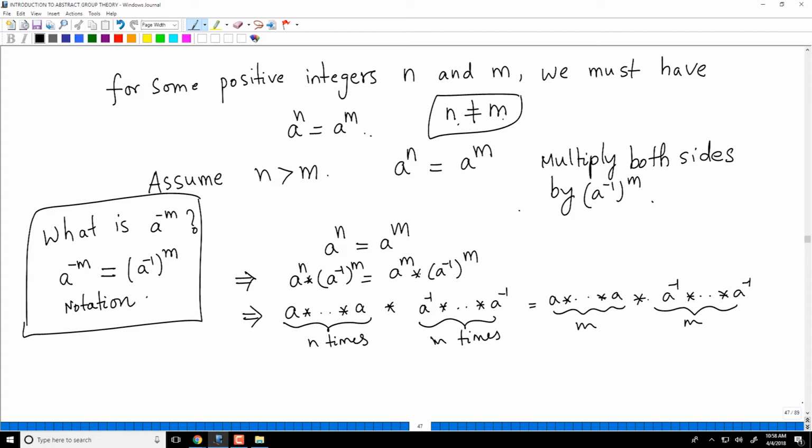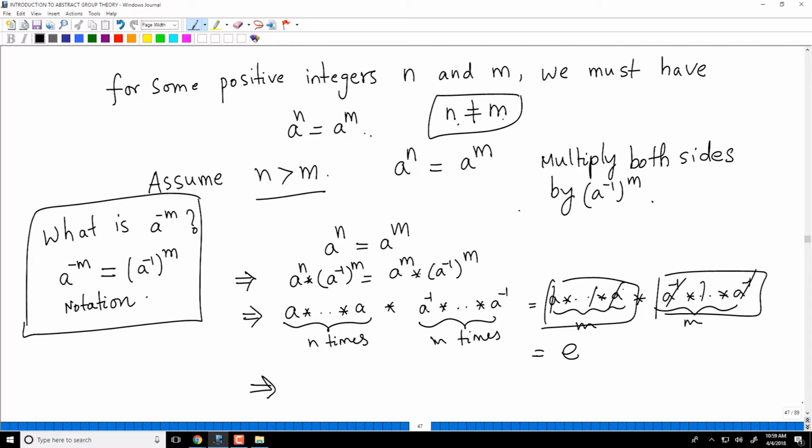But you can cancel this. What is the right hand side now? You have a times a inverse, which is identity. So, the previous one will cancel with this, and finally this will cancel, because this is exactly the same number. This is m, this is also m, this is e, this is e. But we are assuming, remember, n is strictly more than m. So, we can't cancel all of them. We can cancel m of them.